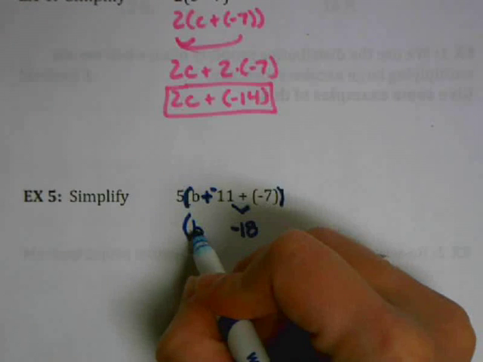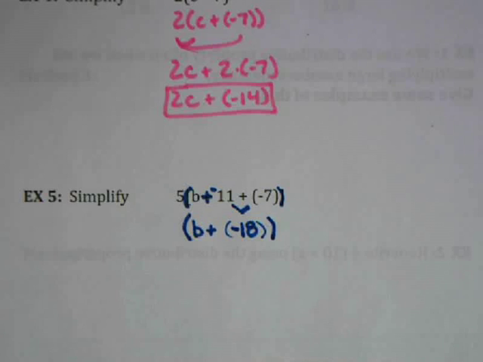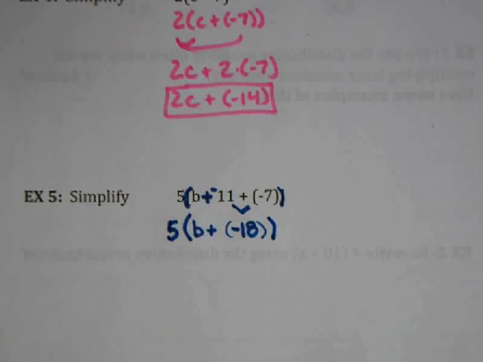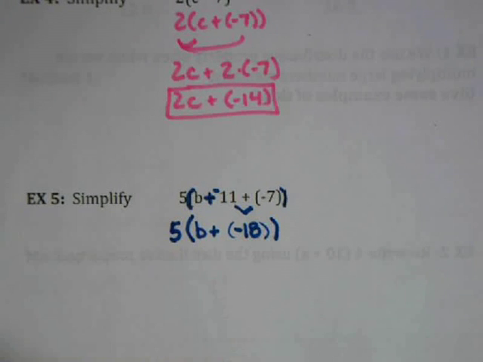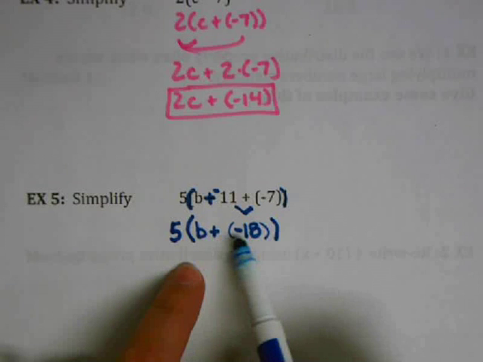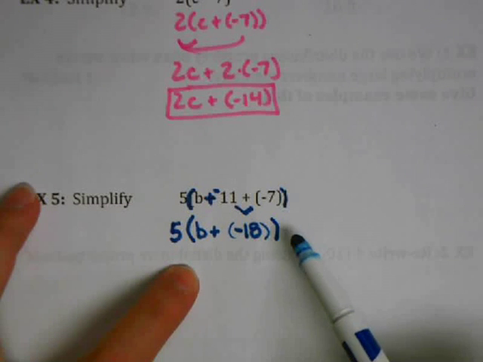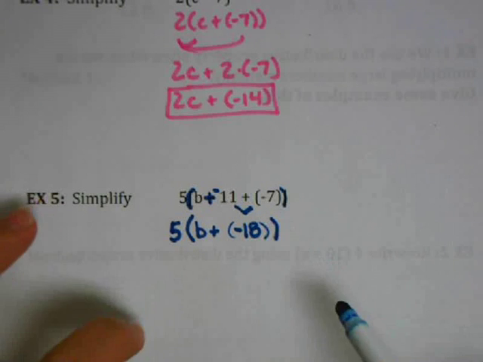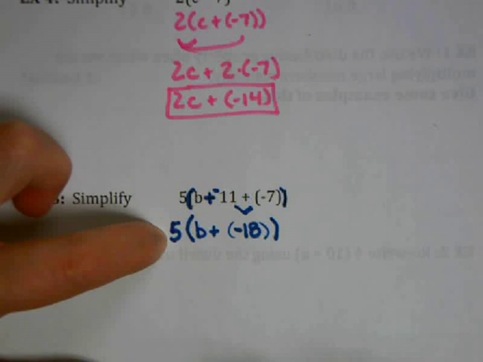And I'm going to bring down everything I didn't use. B plus negative 18, still the parentheses or the brackets around there. And in front of there is a 5 still. So all I did was combine those like terms, those constants, into a negative 18. Now, can we combine b plus negative 18? No, they're not like terms. So we need to find something else to do. Next in the order of operations, are there parentheses? Yes. Can we do anything in them? No. Exponents? No. Multiplication? Division? Multiplication right here, right? The 5's being multiplied.